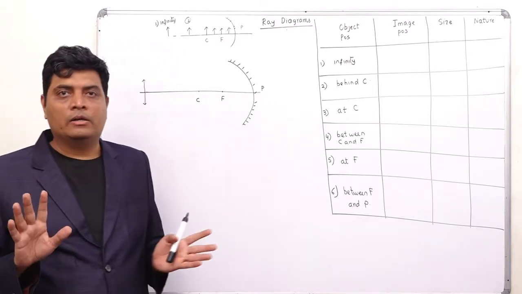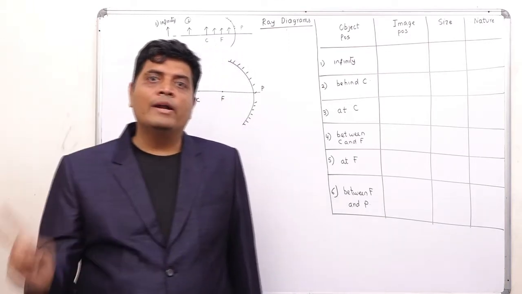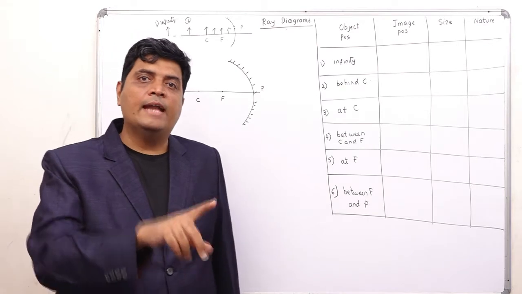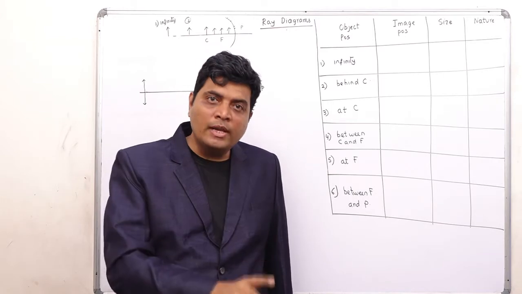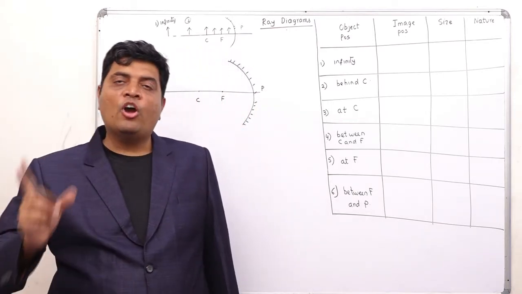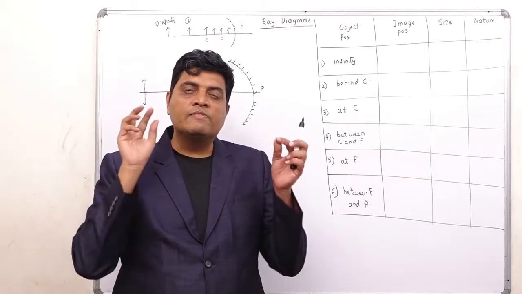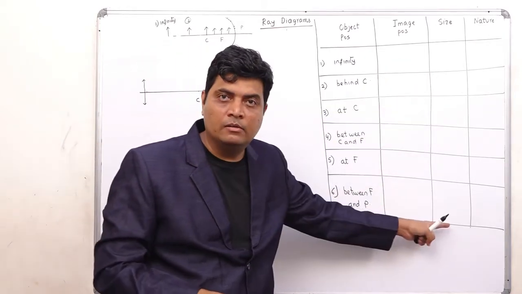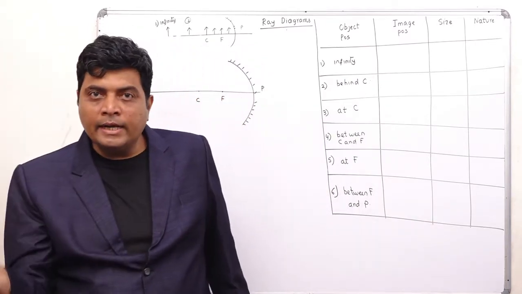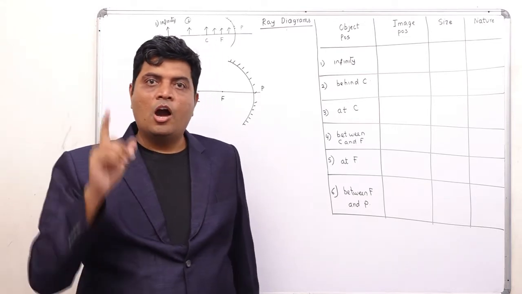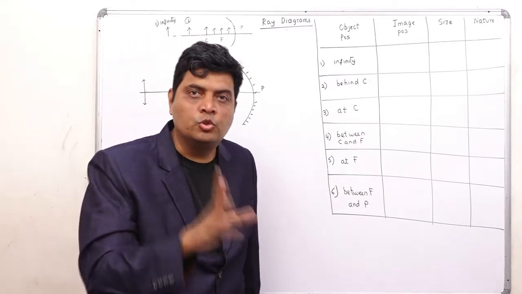One thumb rule you should remember: a real image is always inverted, and vice versa. That means an inverted image is a real image, and a virtual image is always erect. So if your image is erect, it is virtual. Remember this; it will be very helpful while filling that table. A real image is always inverted, and an inverted image is always real. A virtual image is always erect, and an erect image is always virtual.